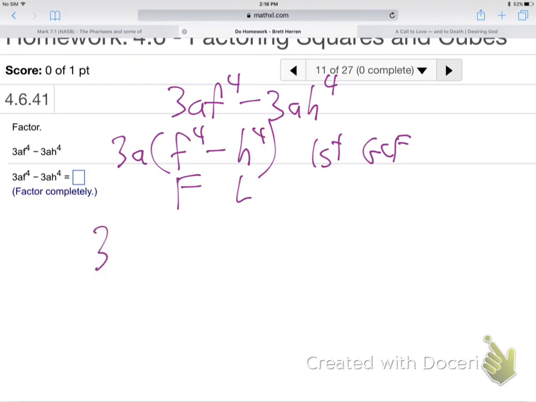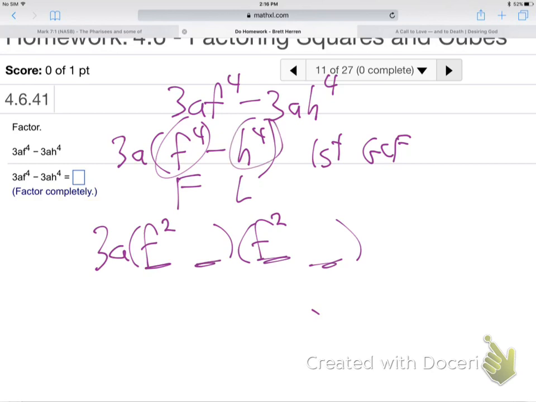So how can I leave the 3A in the front? How can I do that FL? Well, front times front to be F to the fourth. F2, because powers add, right? F2, F2. Good job. And last times last to be H to the fourth, so H2, H2. And what sign? It's an FL minus. That's the kind that's doable, right? FL minus. So how do you get minus H to the fourth? 1 positive, 1 negative, because positive times negative is negative. We know that. Powers add, H to the fourth.